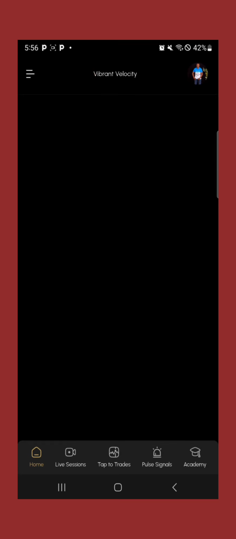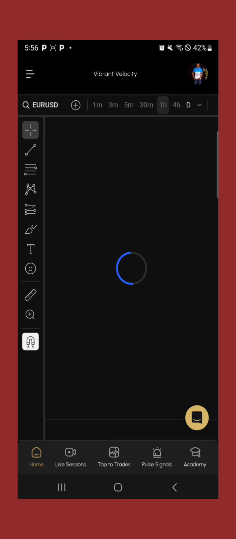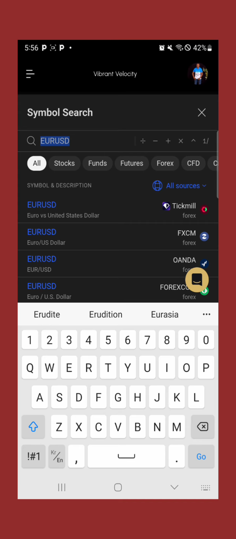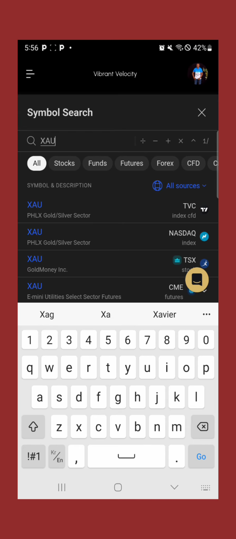Okay, let's click on it so it can take us to the scanner page. All right, so we are here. For the purpose of this video, I want to use this scanner to experiment on gold. Now, you can use this scanner to trade different markets. If you want to choose the pair you want to trade, you come to this place, as you can see. All right, so I want to search XAU.